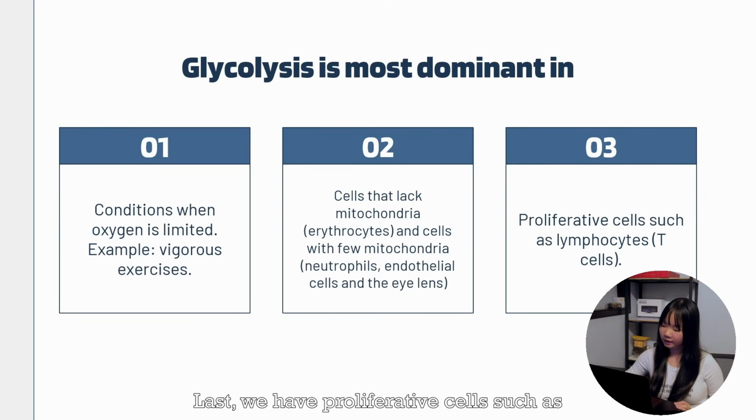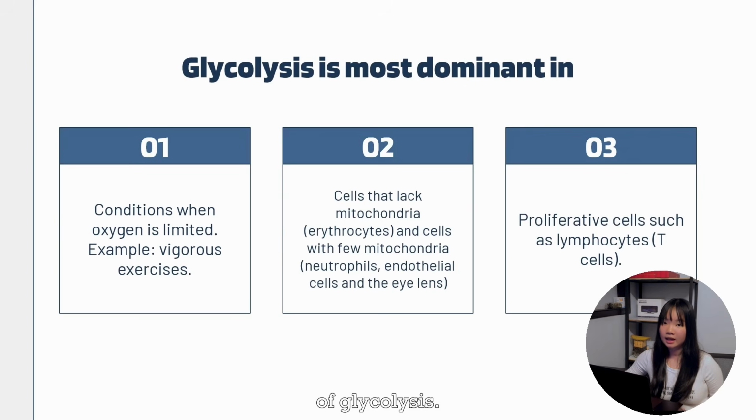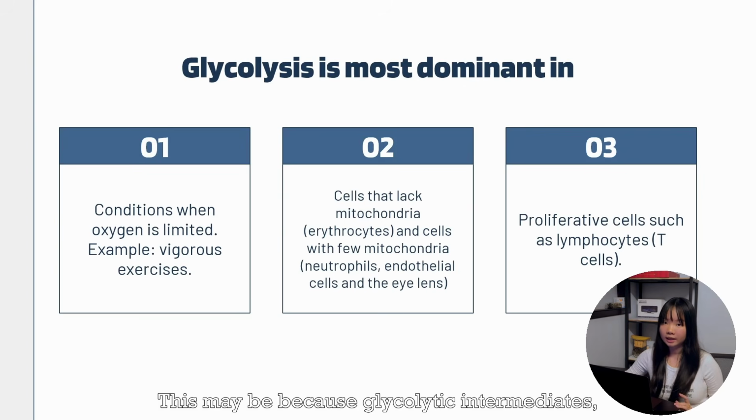Last, we have proliferative cells such as lymphocyte T cells. Recent studies have found that proliferative cells such as lymphocyte T cells have a high rate of glycolysis. This may be because glycolytic intermediates, which are produced throughout the entire process of glycolysis, are crucial precursors for the synthesis of many macromolecules, including amino acids and lipids, which are needed in the process of cell division and cell proliferation.